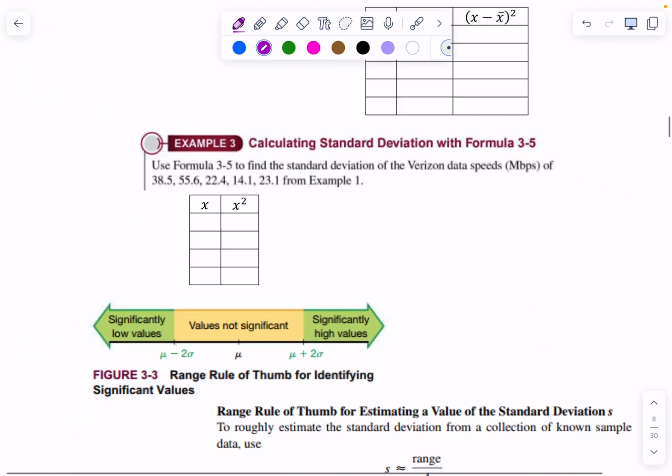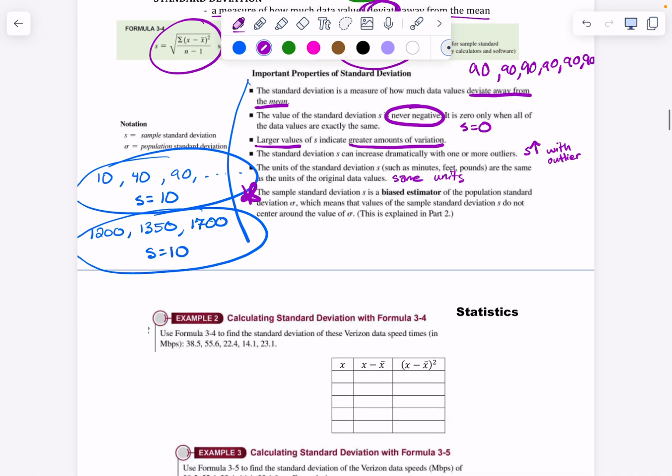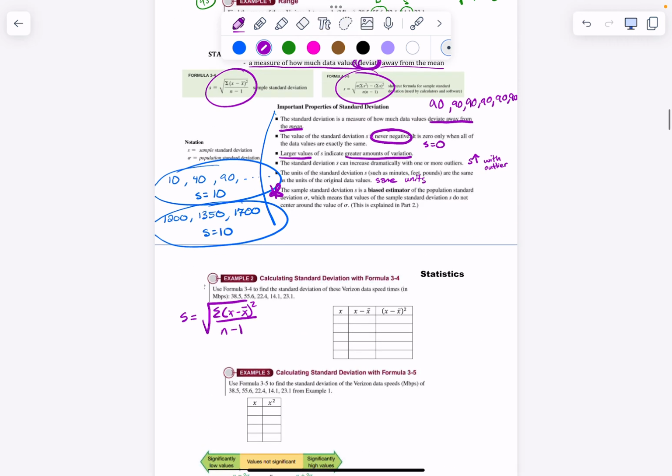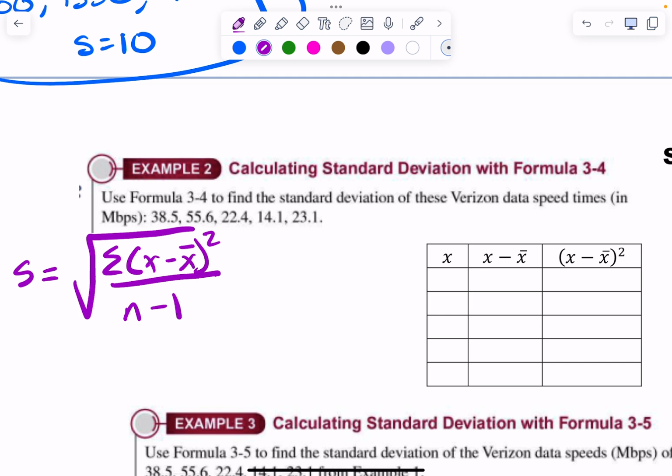Here we go. In example 2 and example 3, they're going to have us calculate the standard deviation 2 different ways. And I need the formulas. So write this down. S equals. They don't have the formulas there, so write the formula down, right up to the side. I don't have them all memorized. I do after I do it a couple of times. And I'll explain what these things are in just a minute.